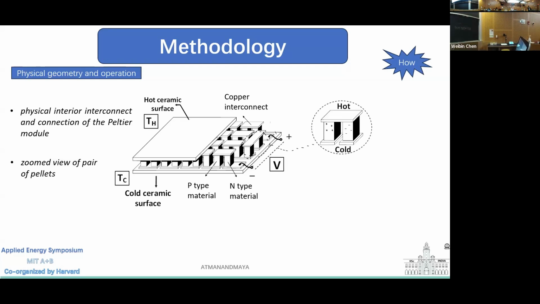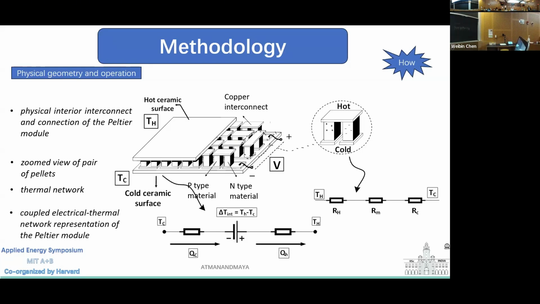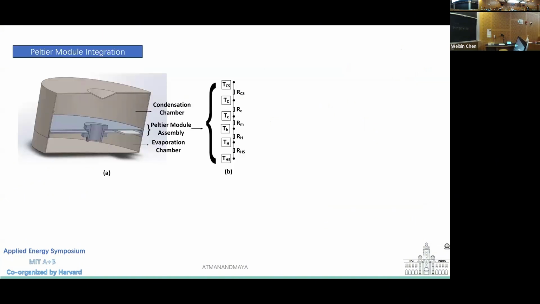If you zoom in on these small legs, you will see the internal characteristics. This is the thermal network for that, where I have considered this for the hot ceramic surface, this for the cold ceramic surface, and this for the material. But current is flowing and heat is also flowing, so I need a coupled network, and this is the coupled network for this Peltier module.